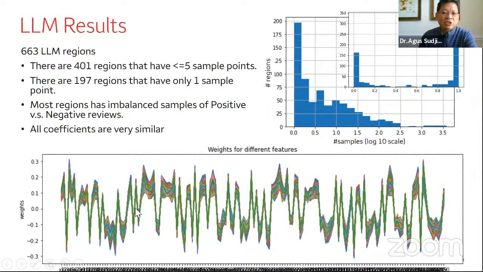In this example, the local linear model has 663 local linear regions. 401 of them have fewer than 5 samples. Okay, and 190 regions have only 1 sample. It's the typical problem with deep learning. So you can see the coefficients are almost the same. When the coefficients are almost the same like this, I plot them with a parallel coordinate plot.